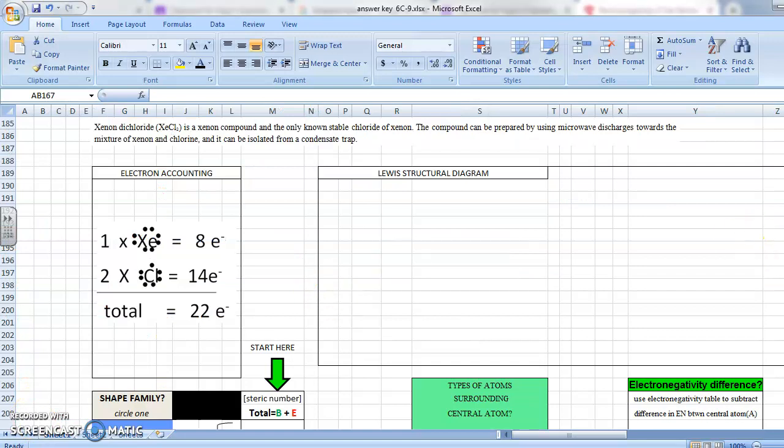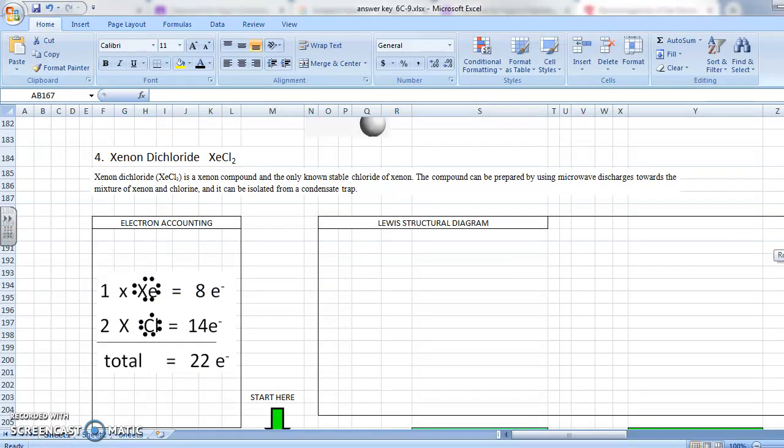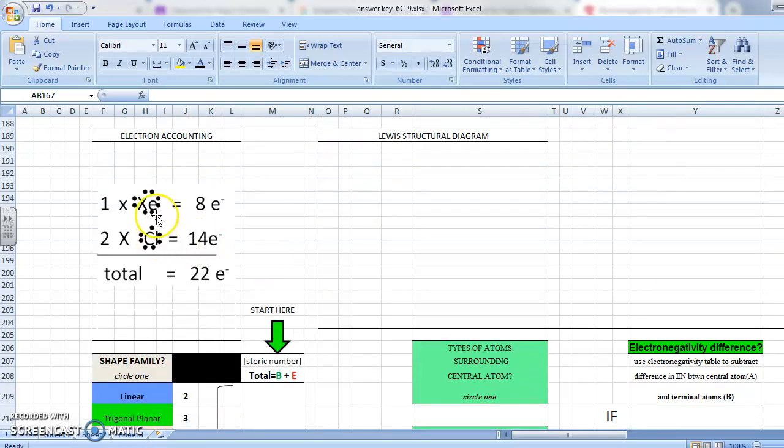Our next one that we're going to be taking a look at on our help video here is xenon dichloride, XeCl2. Xenon is a noble gas. Typically, it is a noble gas that doesn't want to react, but the halogens do not really worry about that. Xenon can be tricked into sharing with the halogens. So xenon dichloride, there would be one xenon. It is Roman 8, 8 valence electrons. There are 2 chlorines in Roman 7, the halogen family. 2 times 7 is 14. We have 22 electrons to work with.